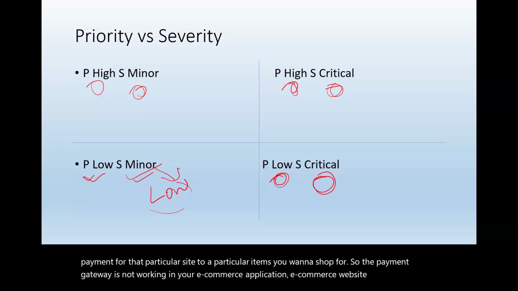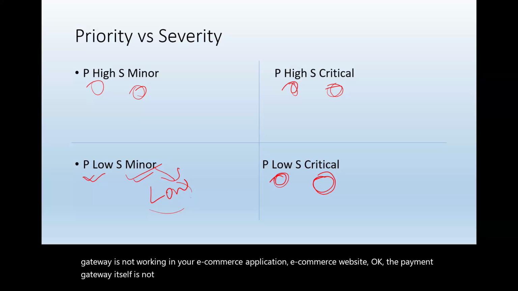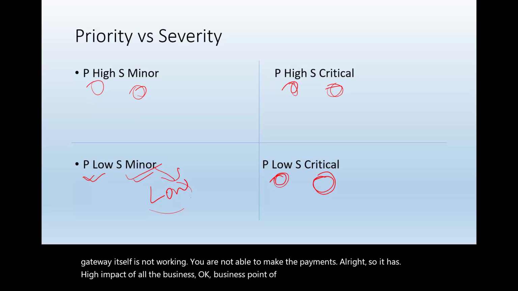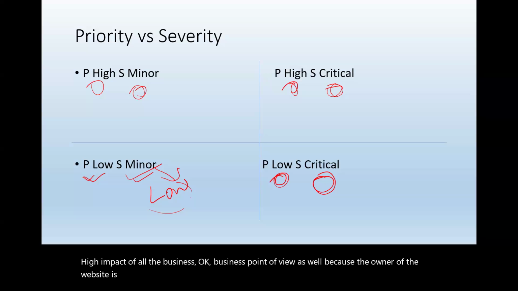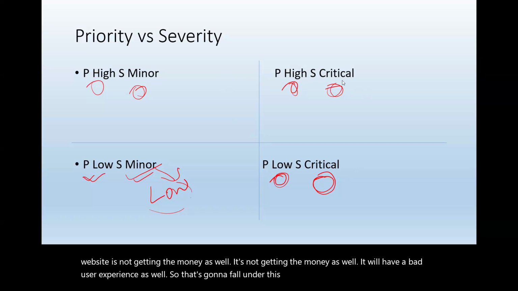Okay, the payment gateway itself is not working. You are not able to make the payments. So it has a high impact on the business point of view as well, because the owner of the website is not getting the money. It will have a bad user experience as well. So that's going to fall under this quadrant, the critical one. Yeah, because priority is high and severity is critical. You can't make the payment. So that falls under this quadrant.